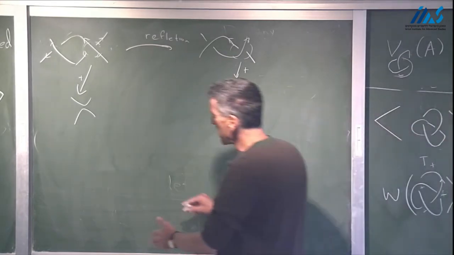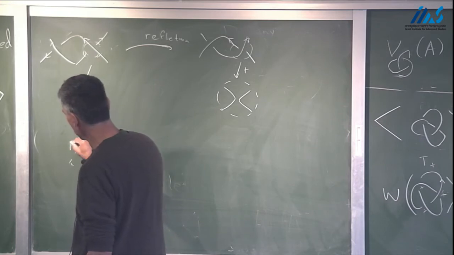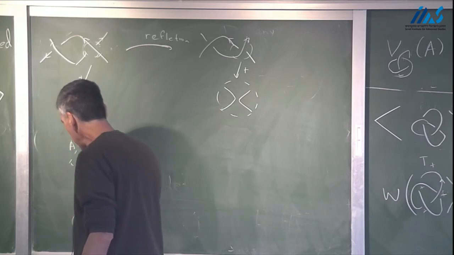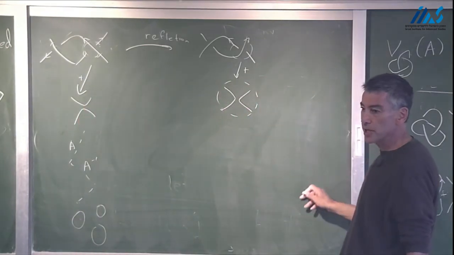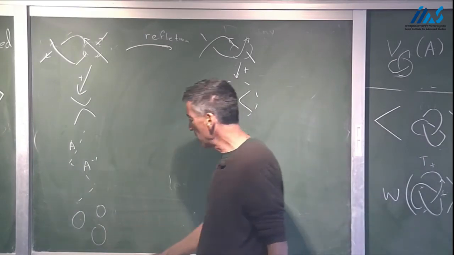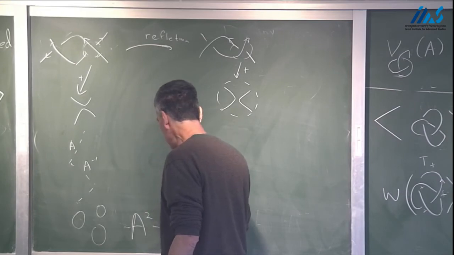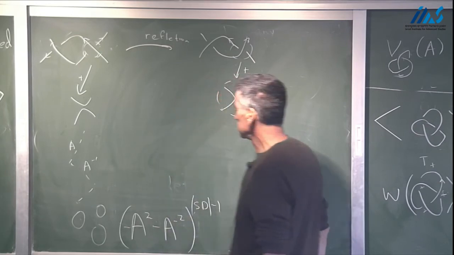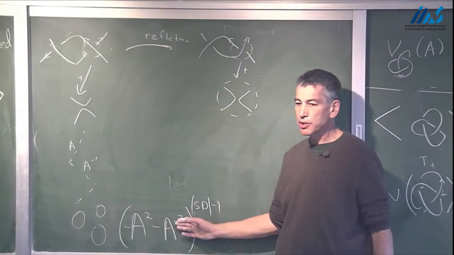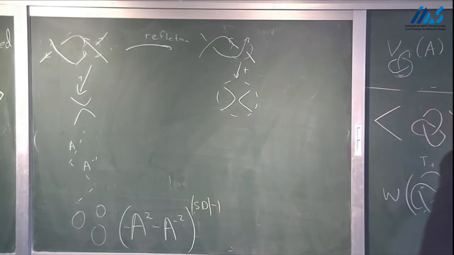And then when you go all the way down to the bottom, if you pick some sequence of A's and A inverses, then you get some collection of curves here. There's some corresponding choice where you make the opposite choice at each time here, and you get the same collection of curves. And here you'll just get a power of A squared minus A to the minus 2, to the number of circles minus 1. And this is symmetric in the two powers. So when you switch A squared and A to the minus 2 at the bottom, you're not going to change the power of A that comes from that factor.